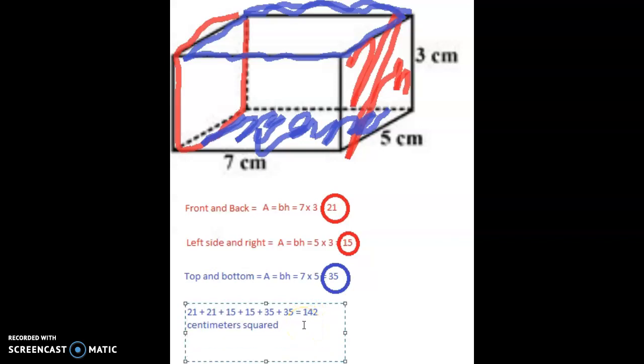Now sometimes you're going to see it written like this though. 21 times 2 plus 15 times 2 plus 35 times 2. And that would still give us 142. Okay, so sometimes you won't see it written 21 plus 21. You'll see it 21 times 2. And instead of 15 plus 15, 15 times 2. So just be on the lookout because those are really saying the same thing. They're just written in different formats.